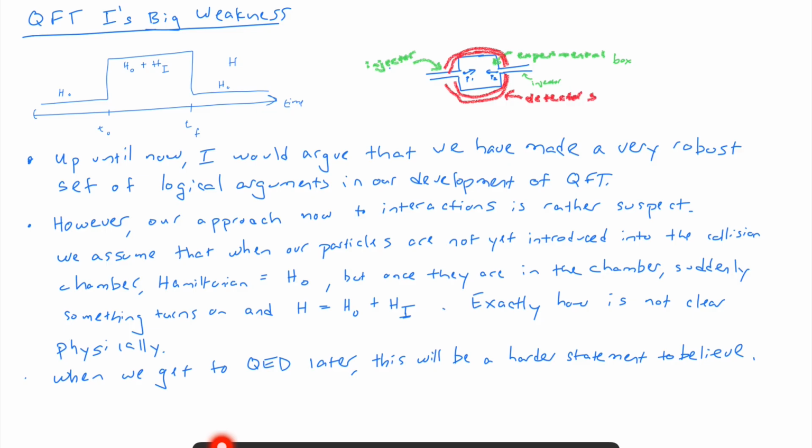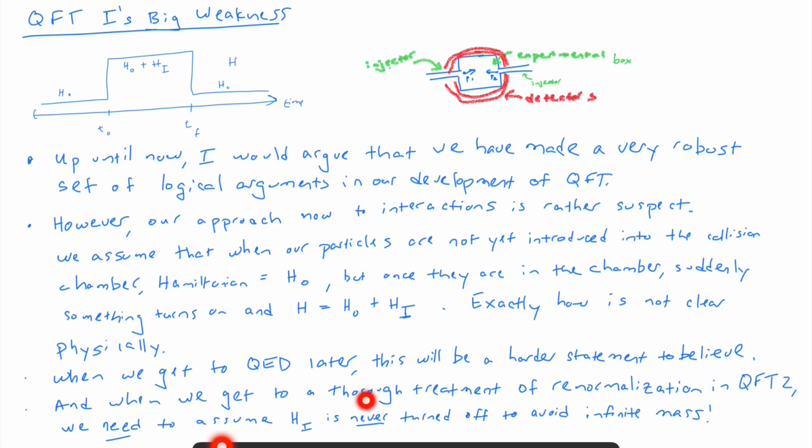And when you get to ideas like renormalization, which is one of my favorite things, but we'll get to that in QFT2, we really can't assume these things because we get into these weird infinities that would not be able to be corrected. So we can't really assume that H sub I is suddenly turned off when you're way out here and then turns on here. It's kind of continuously on.